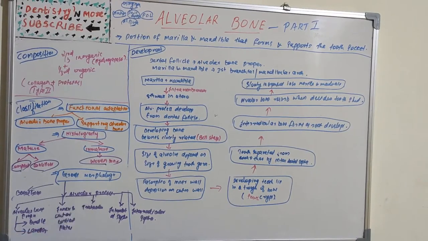The alveolar process, again, is classified as alveolar bone proper, inner and outer cortical plates, trabecular bone, interdental septum, and interradicular septum. The alveolar bone proper is again divided into bundle bone and lamellar bone. This is based on the gross morphology. This is based on the histology. This is functional adaptation.